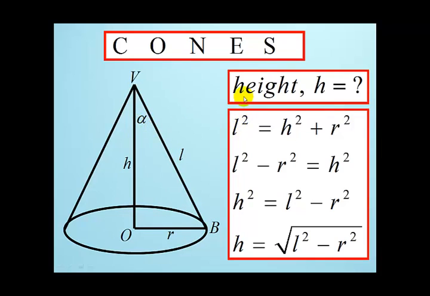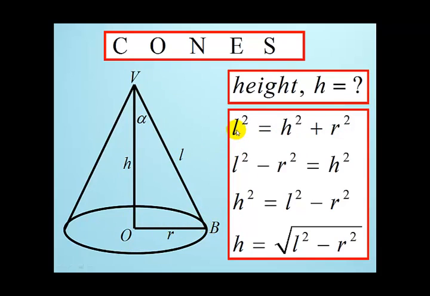Now, assuming we are asked to find the height h of the cone, how do we find the height? Now, when we consider the cone, VOB is a right angle triangle with a 90 degrees angle at O. So from the Pythagoras theorem, the square of the longest side, that is the slant height, and that is the hypotenuse of the triangle, is equal to the sum of the squares of the other two sides, that is VO and OB. So from the Pythagoras theorem, VB square, that is L square, is equal to VO square, that is H square, plus OB square, that is R square.